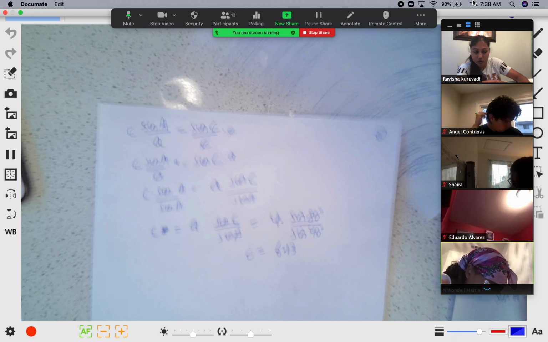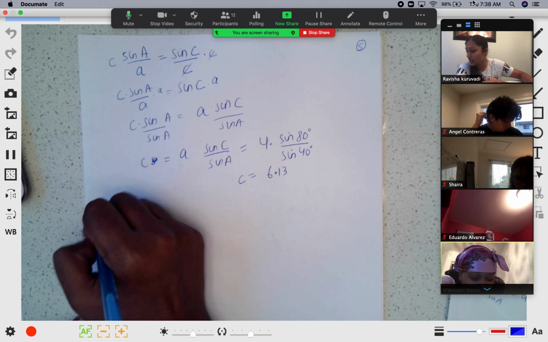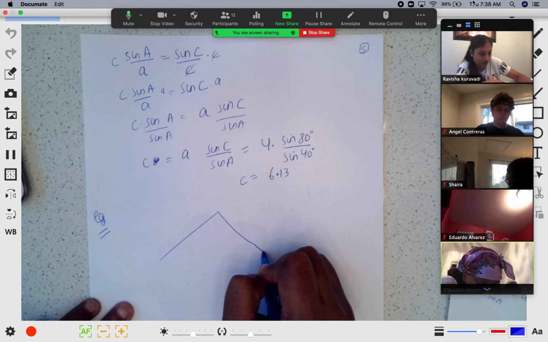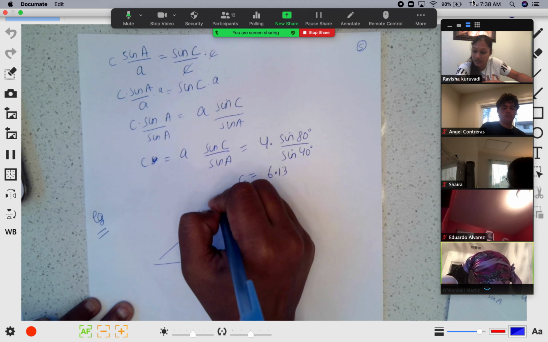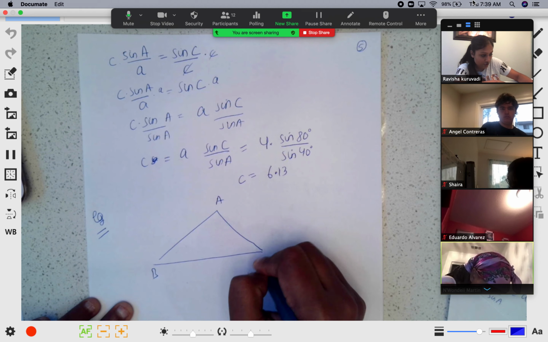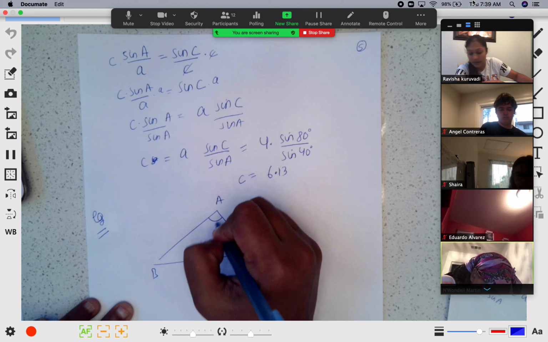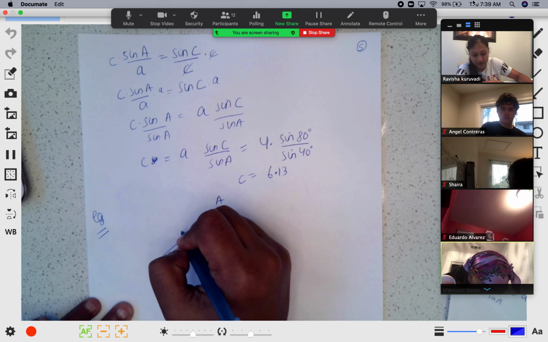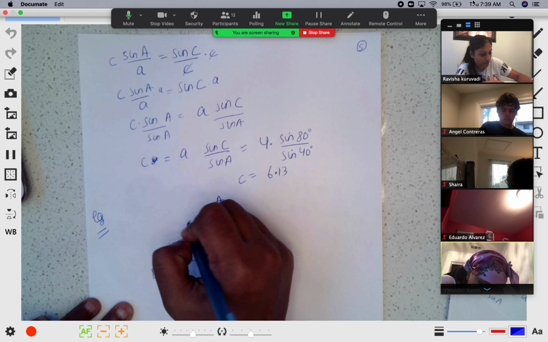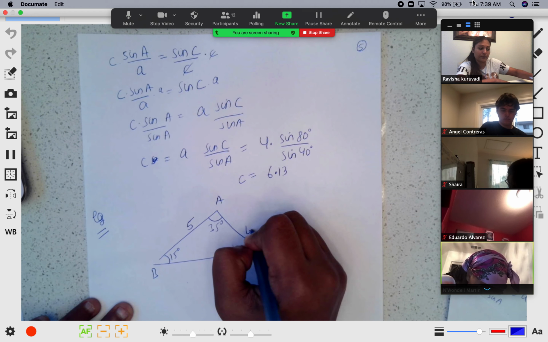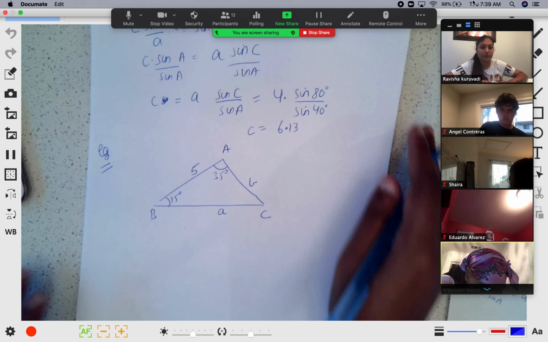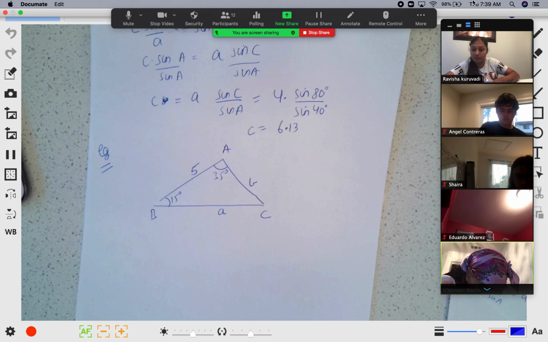Once you're done with this, I want everyone to try this problem. You are given again this triangle. You call it A, B, C. A is given to be 35 degrees. B is given to be 15 degrees. And C is given to be 5. You need to find the small b, small a. Do this right now. It's the same problem. Try it yourself.